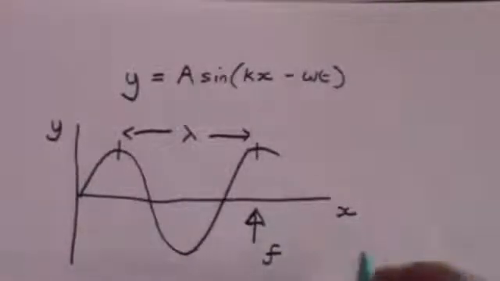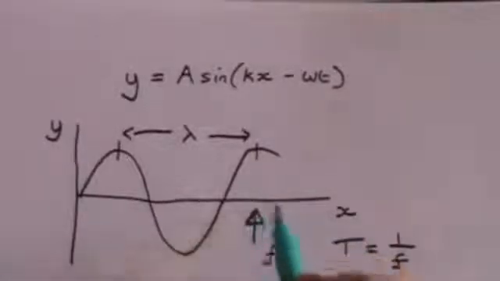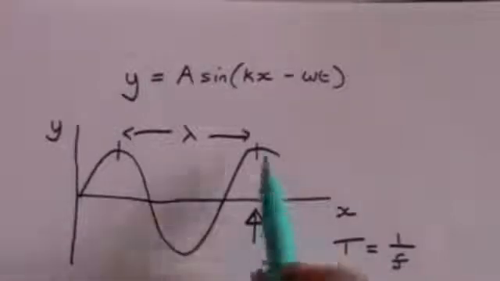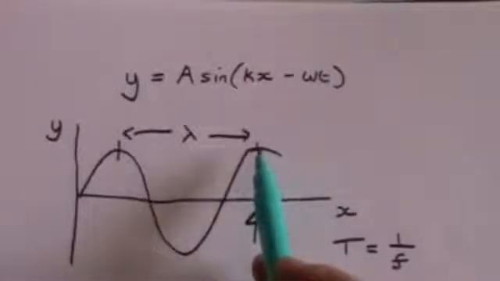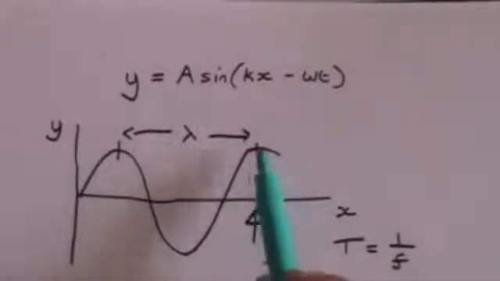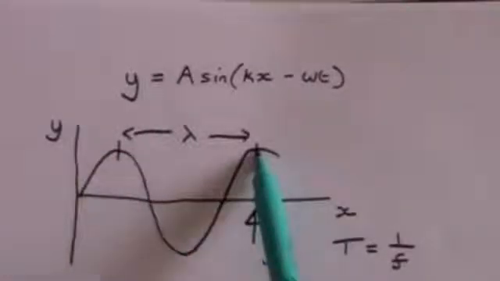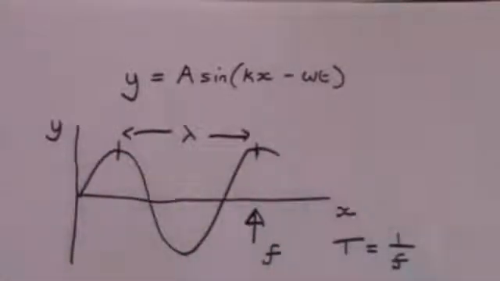The period of the wave, which is sometimes written as T, is equal to 1 over the frequency. The period is the time taken for one wavelength to pass the fixed point. So the frequency is the number of waves which pass in 1 second. The period, T, is the time taken for one wave to pass the fixed point. In other words, starting here, when this crest reaches this point, the time taken is the period.